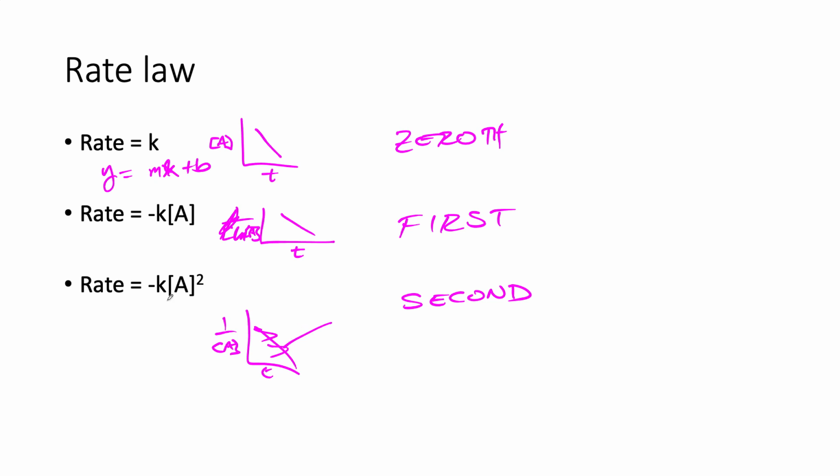Now, there is another second order type, where rate is equal to minus k times a times b. This type of calculation is a little bit harder for figuring out the concentrations of each one. This involves a little more calculus, and we will not do this in this class. Just be aware that's another type of second order reaction. So we're looking at one of these three, with just one concentration being affected, either zero, first, or second.